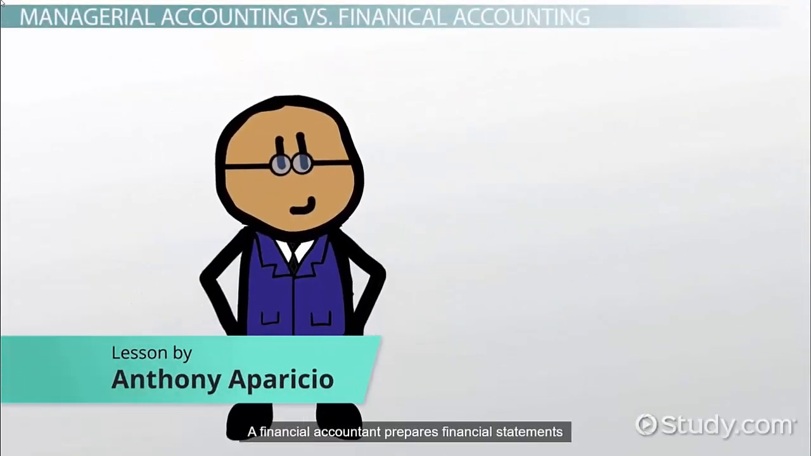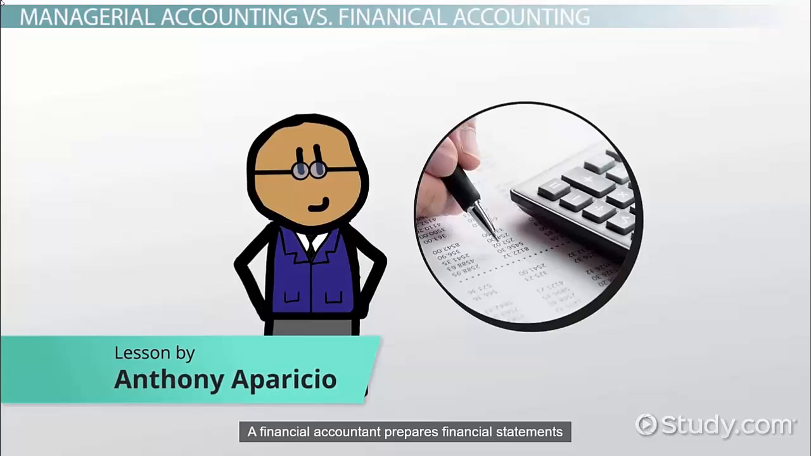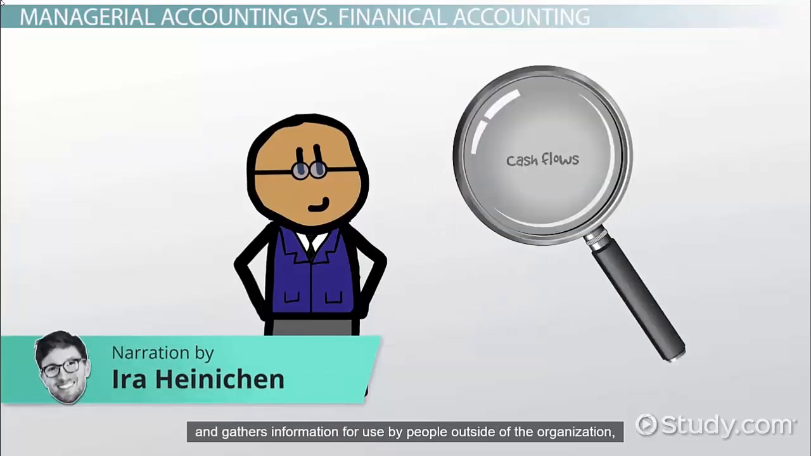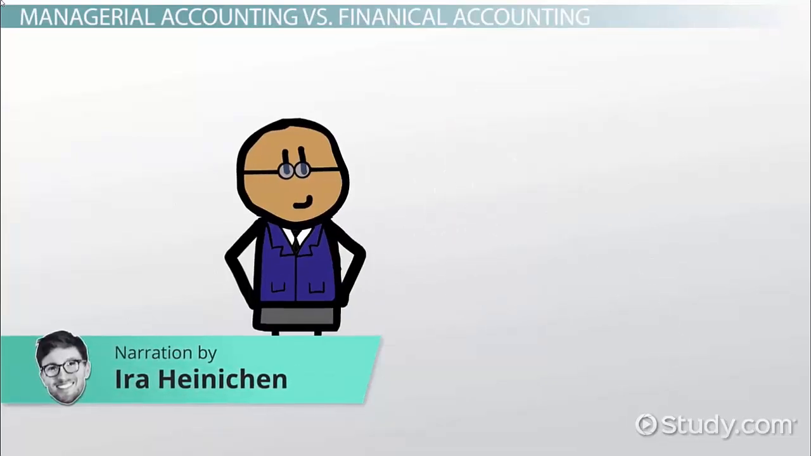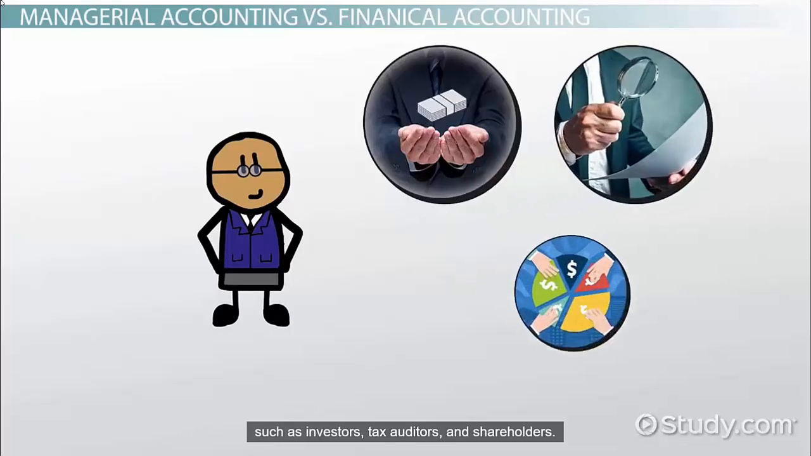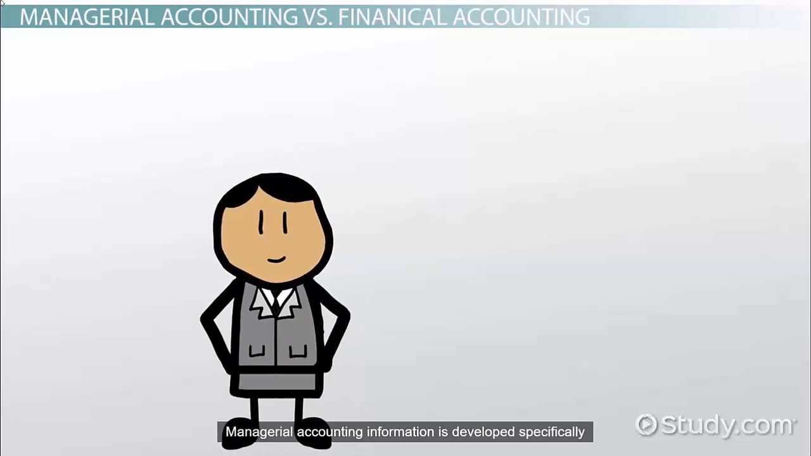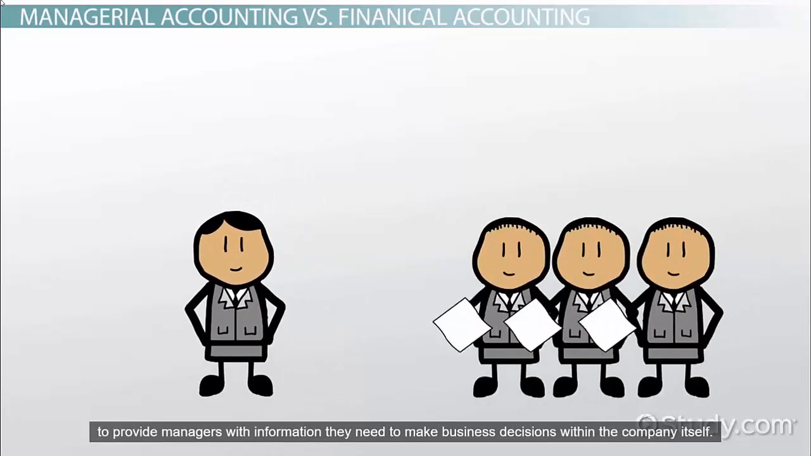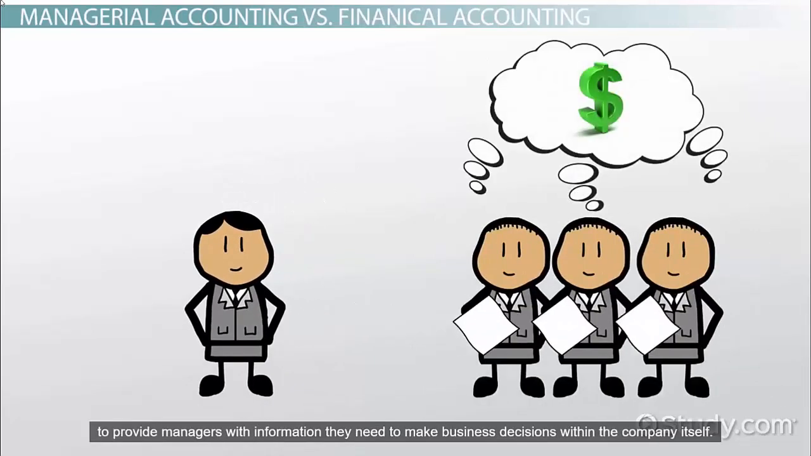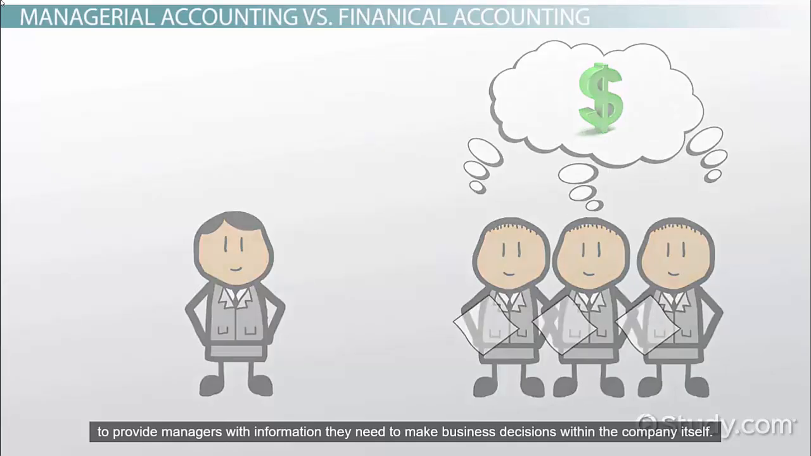A financial accountant prepares financial statements and gathers information for use by people outside of the organization, such as investors, tax auditors, and shareholders. Managerial accounting information is developed specifically to provide managers with information they need to make business decisions within the company itself.